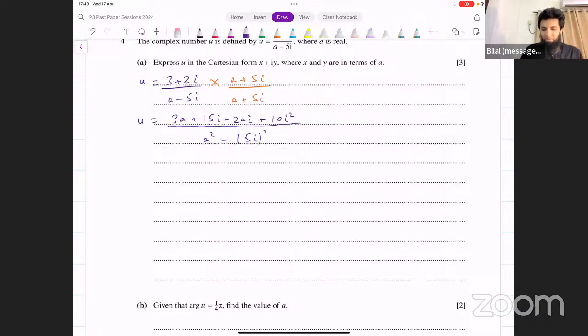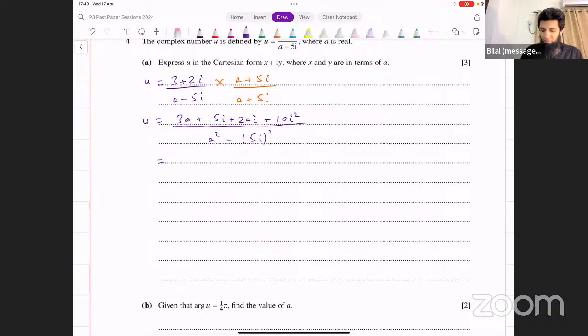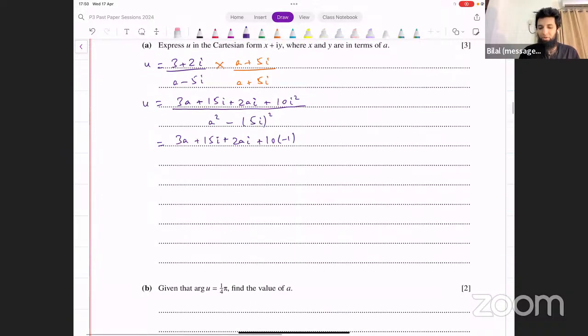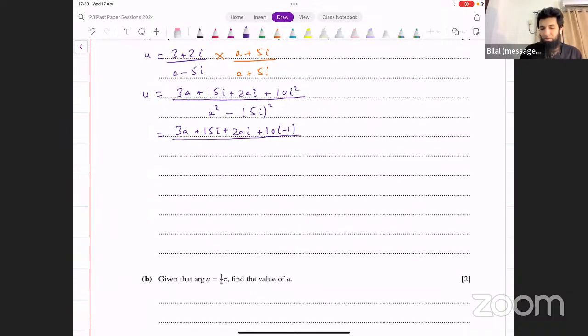Okay, now let's simplify this. 3a plus 15 iota plus 2a iota. That's what you have in the numerator. What about this? 10 iota squared. Iota squared is -1. So this could become minus 10, or you can write it like this first, 10 into -1. Okay. What about the denominator? You have a squared minus 5 iota whole squared. What does that become? 25 iota squared. And now simplify this further.